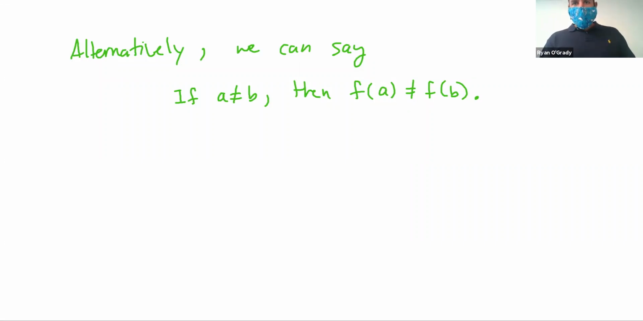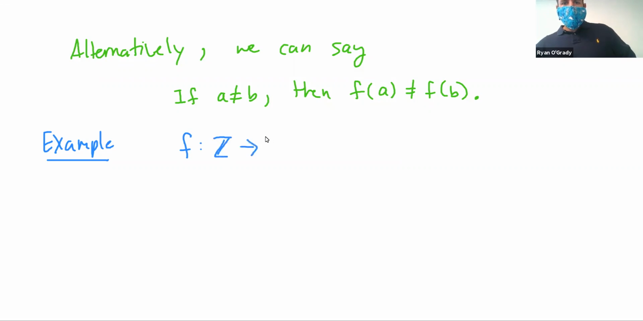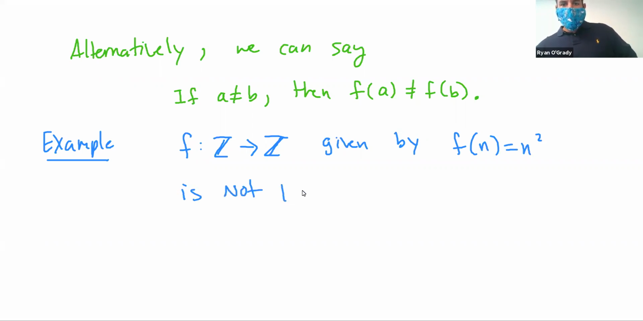Here's a famous example that you should keep in mind right away. Let f from the integers into the integers be given by f(n) = n squared. It is not one-to-one. Oftentimes we'll abbreviate it with 1-1.